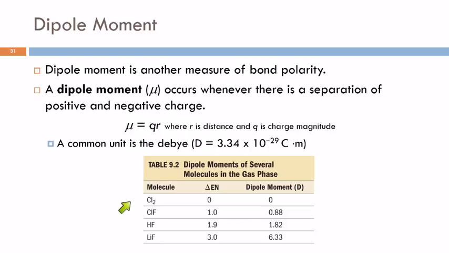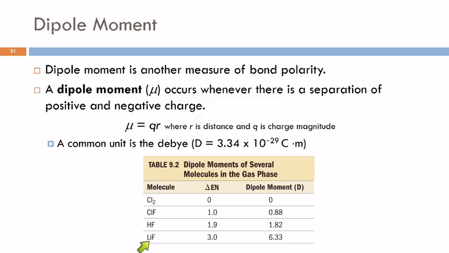So for a chlorine molecule, the difference in electronegativity is going to be 0. The dipole moment is also going to be 0 because that charge magnitude is 0. Chlorine and fluorine, that would be chlorine monofluoride. They have an electronegativity difference of 1. Is that going to be polar or nonpolar? Polar. And the dipole moment is going to be 0.88. So dipole moment is just a more sophisticated way of measuring the degree of bond polarity.